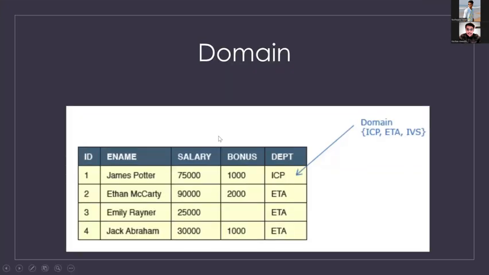So next is the domain. A domain is a set of allowable values for one or more attributes.